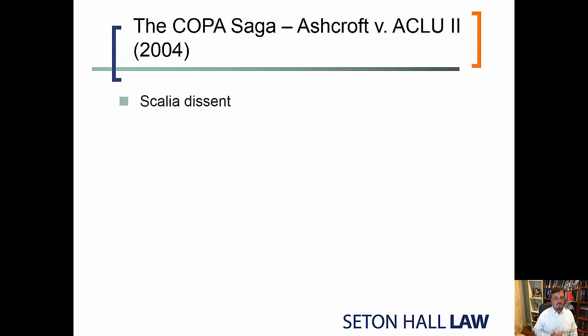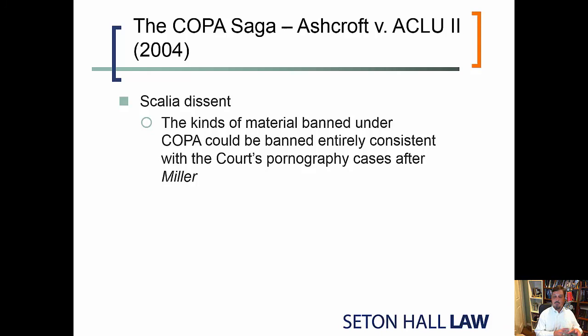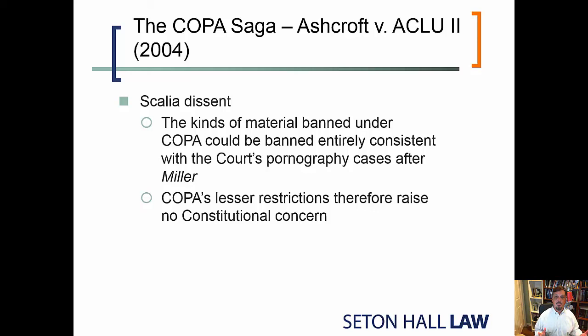Justice Scalia writes a dissent. Scalia says this kind of material actually could be banned entirely under the existing Supreme Court jurisprudence of Miller. And he thinks COPPA's restrictions don't raise any constitutional concern at all. This is not, in his view, protected speech.